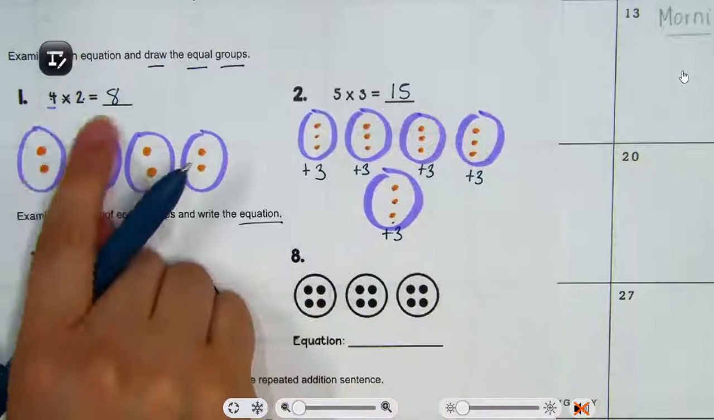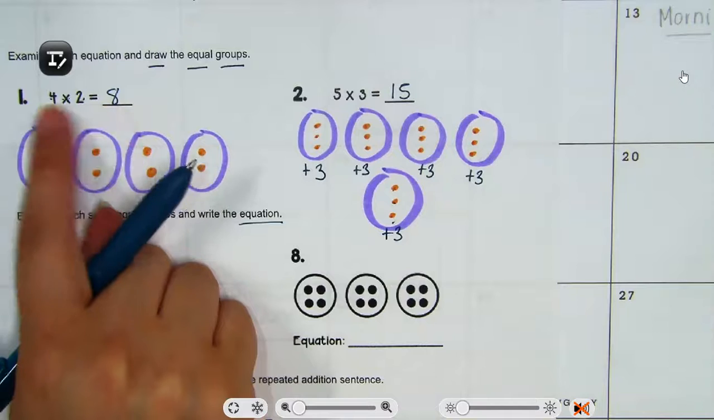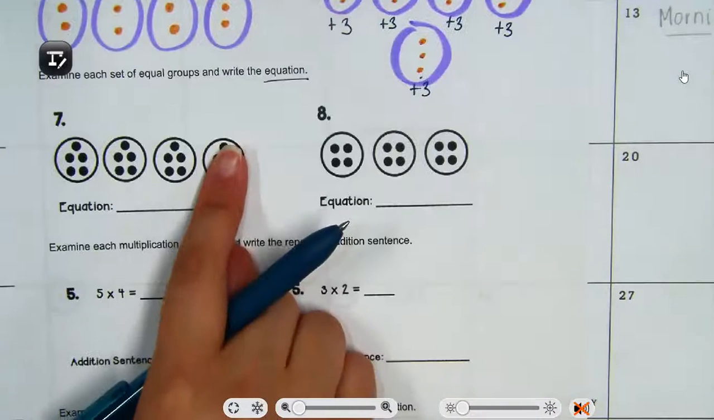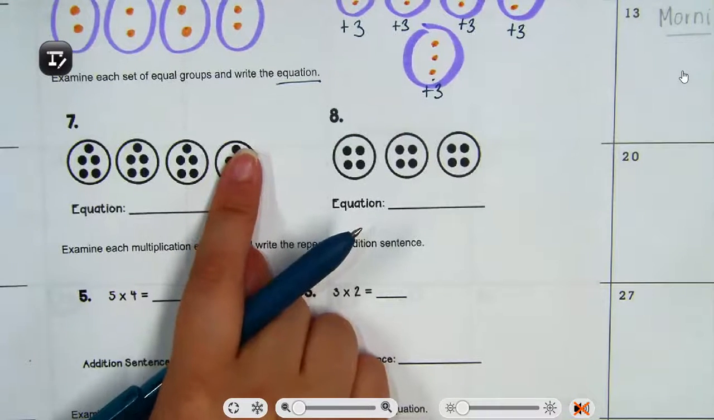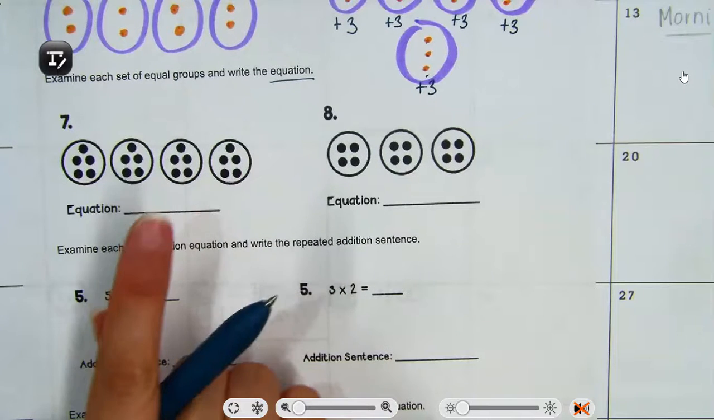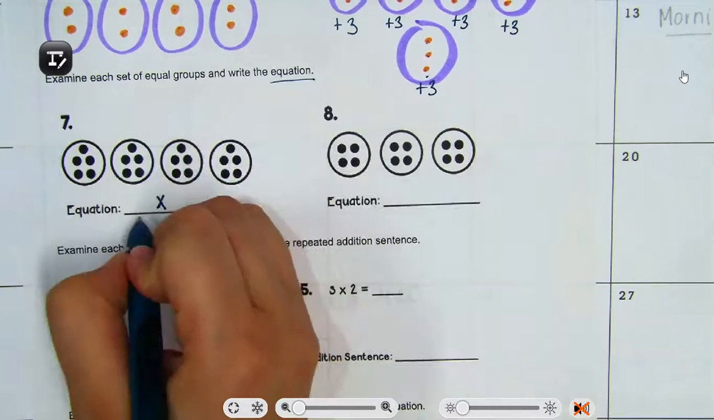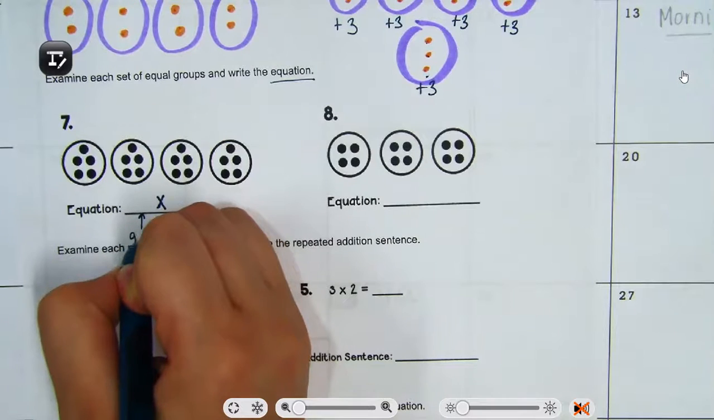Okay. Next, it wants us to examine each set of equal groups and write the equation. So guys, this is what an equation looks like. Okay, so it wants us to look at our equal groups and write the equation. So let's look at this. So number 7. First, remember when we have our multiplication sign, whatever goes here is groups.